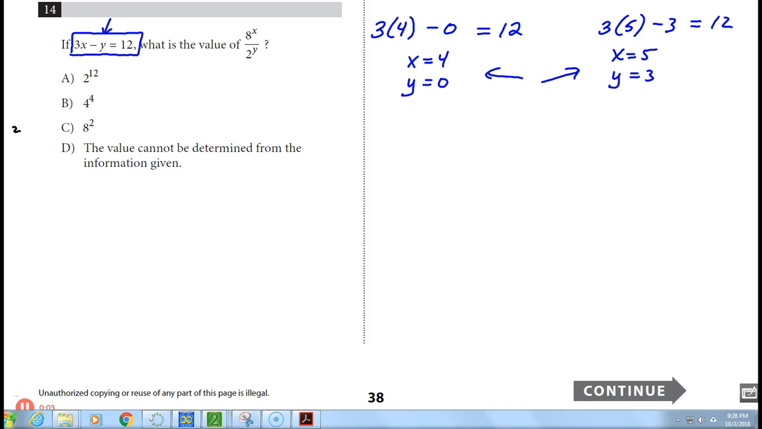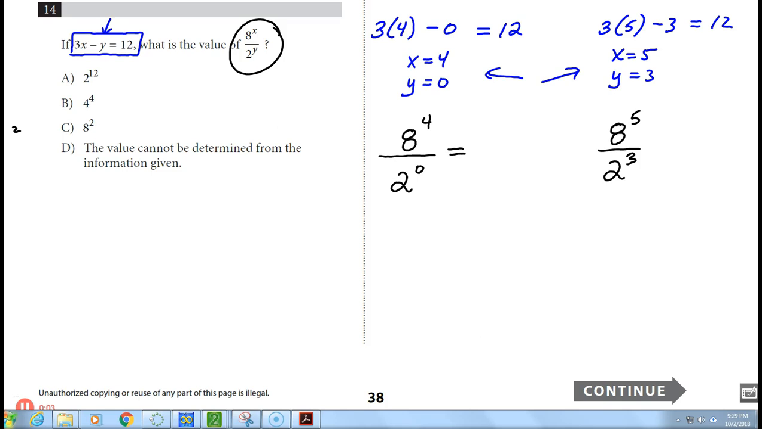I now have to use my numbers to find out what the answer to this is. So let's check it out. This person would have said, well, 8 to the x power divided by 2 to the 0 power. This person over here would have said, well, wait a minute, this is 8 to the 5th power divided by 2 to the y power. And either way, they both are going to come out to be the same answer. Mine was a little bit smaller, the 4 and 0, because the numbers are a little bit smaller.